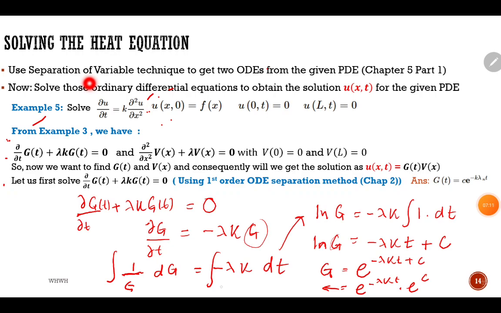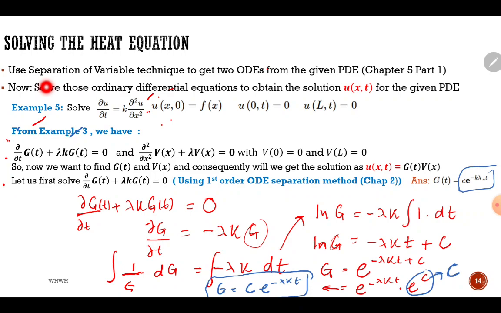Okay, boleh ringkaskan dia jadi G sama dengan C e to power of minus lambda k t. Nampak? Okay, e to power of c ni you can just regard as a big C. So there you go, boleh nampak kat sini. Okay, lambda ni kita ganti dengan lambda n. Nanti tak apalah. Sekarang ni nak letak lambda pun dulu pun tak apa. No big deal. Later you will understand kenapa jawapan dia tu bertukar jadi lambda n.